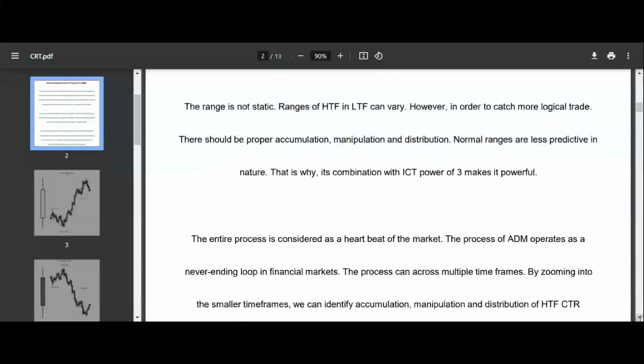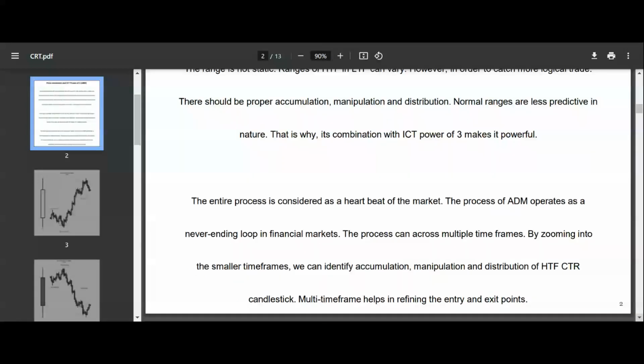The entire process of accumulation, manipulation, and distribution is known as the heartbeat of the market. Zooming into the lower time frames to identify the accumulation, manipulation, and distribution of a higher time frame CRT will help you identify your entry and exit points.